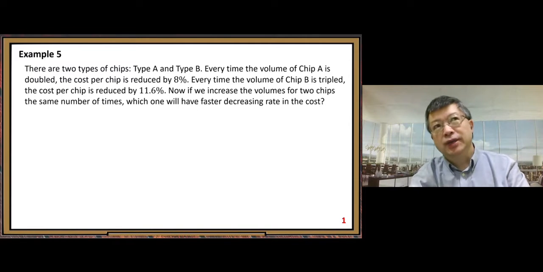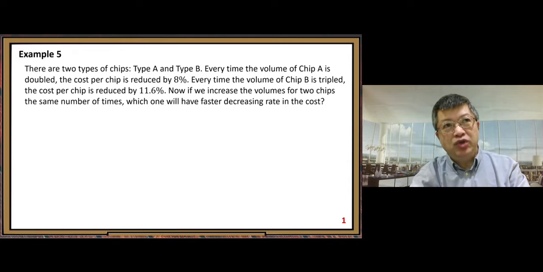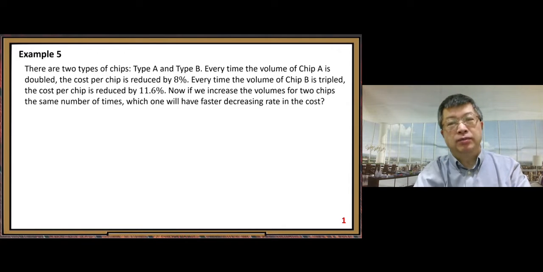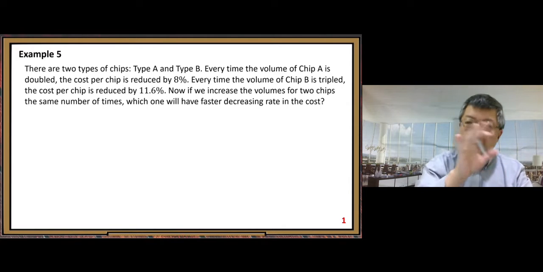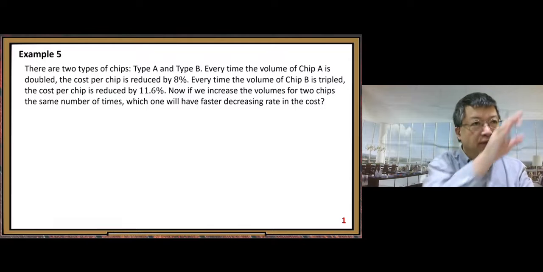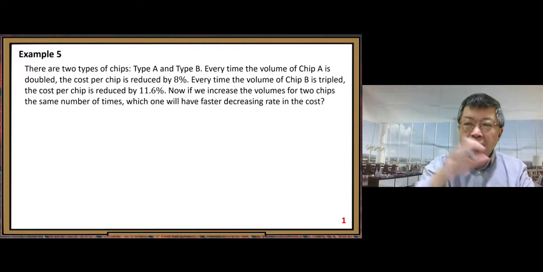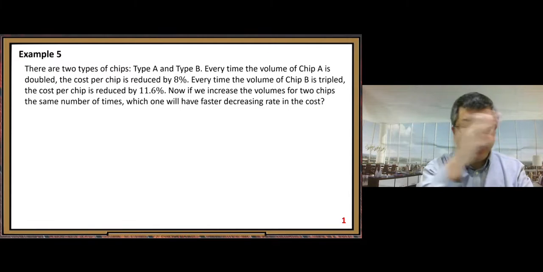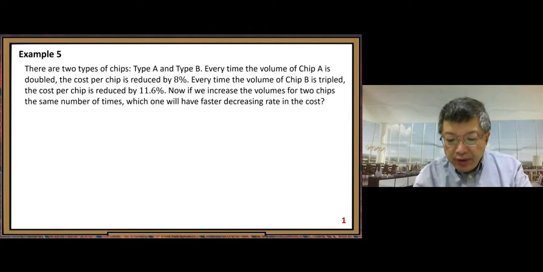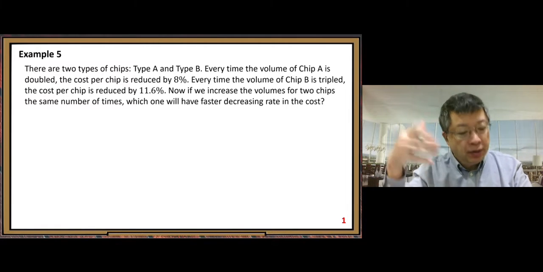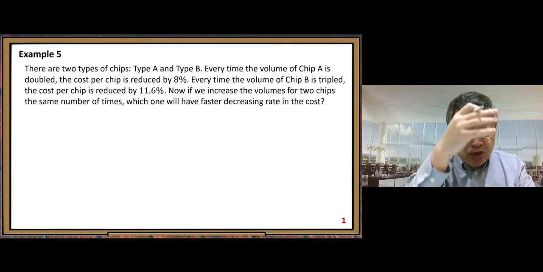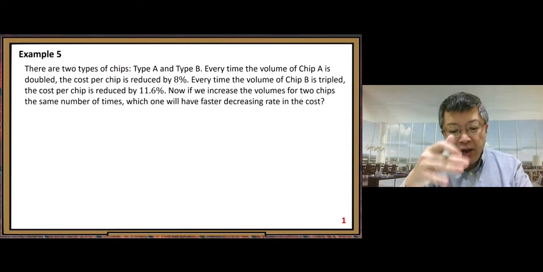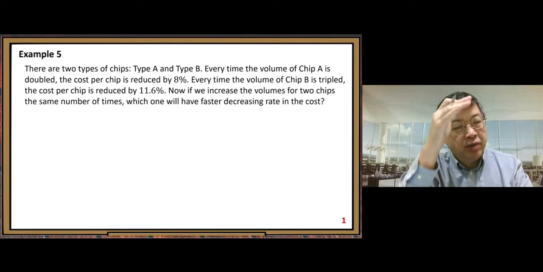In the manufacturing industry, that is very common. There is a close relationship between the volume and cost reduction. Every time the volume of chip B is tripled, the cost per chip is reduced by 11.6%.